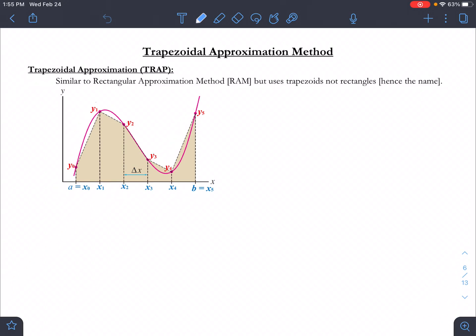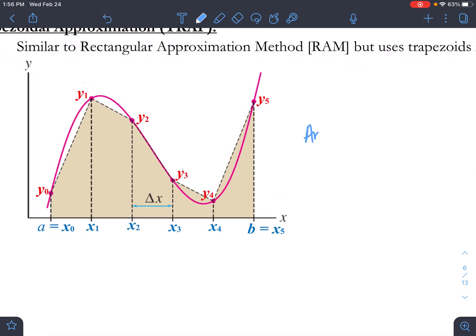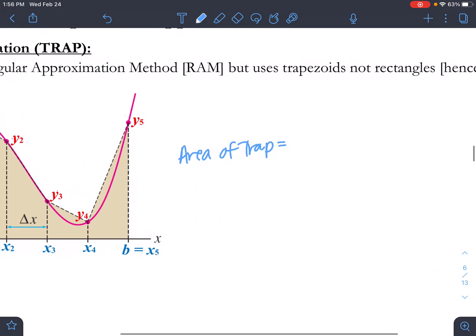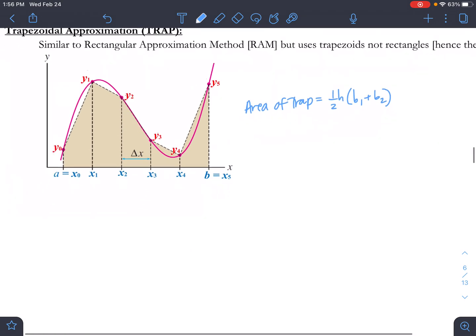Hey everyone, so today we're going to talk about the trapezoidal approximation method. Similar idea to RRAM, LRAM, and MRAM, which you did, which was rectangular approximation. Now instead of rectangles, we're going to be using trapezoids. So the biggest thing you need to know here, in case you forgot, is that the area of a trapezoid is 1/2 times height times (B1 plus B2). Okay, so in a general sense, let's think about what's going on here for our trapezoids.